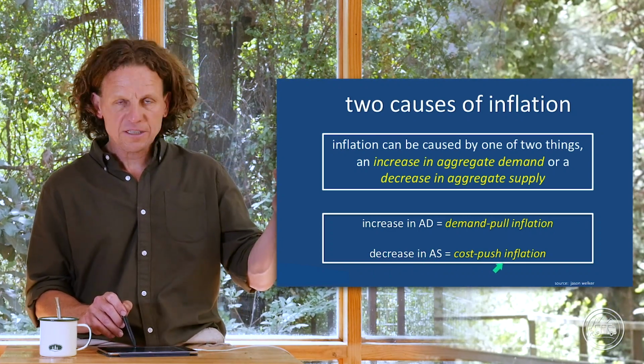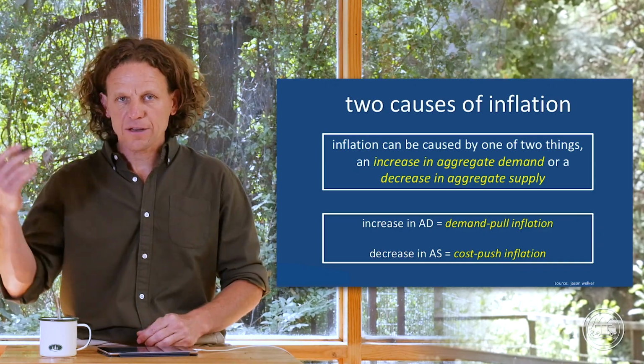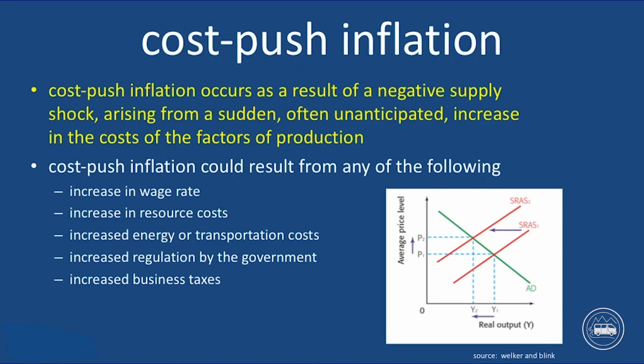We've already looked at demand pull. Now we're going to look at cost push. Okay, proper definition. Cost push inflation occurs as a result of a negative supply shock arising from a sudden, often unanticipated increase in the cost of the factors of production.